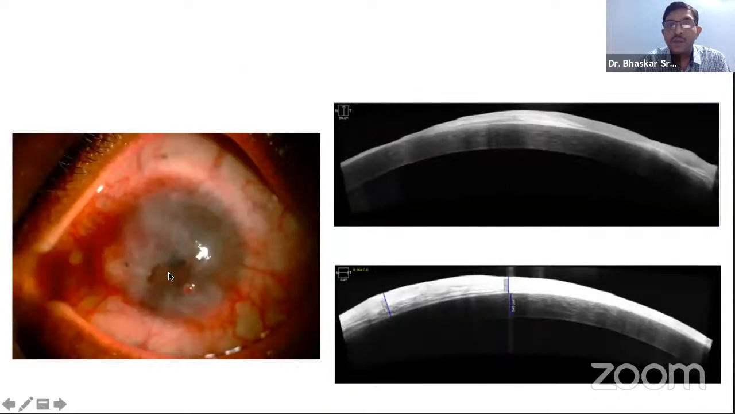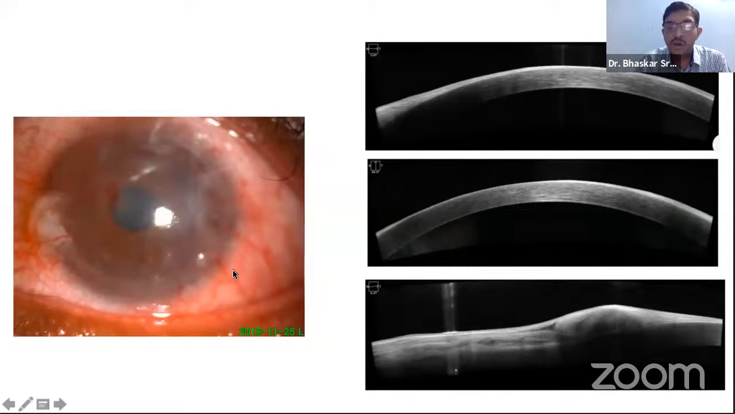Another diffuse lesion of the cornea. If you look at it, you feel that this area is normal. But if you look at the OCT, even that area, the OCT shows the epithelium to be hyperreflective. It's not as thick as the other areas, but it does involve an abnormal epithelium even in the clear area.